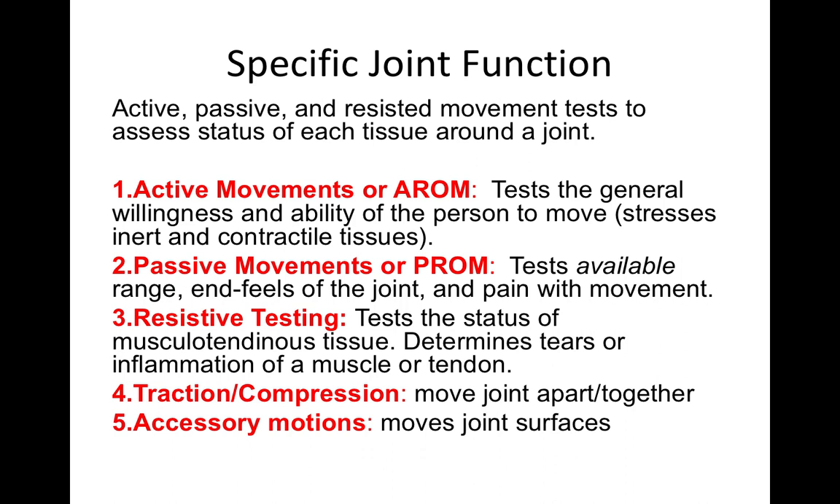Resisted testing tests the status of the musculotendinous tissue. And again, it's really going to help us to determine whether we need to move on to manual muscle testing, whether we need to palpate tissue, determine length. But it's going to give us information about tears, inflammation, and really what's happening at the level of the muscle or the tendon. Another way to assess specific joint function is through traction and compression, and this moves the joint apart or together. And that gives us information about what's happening at the level of the joint. Accessory motion is where we are actually moving the joint surfaces.